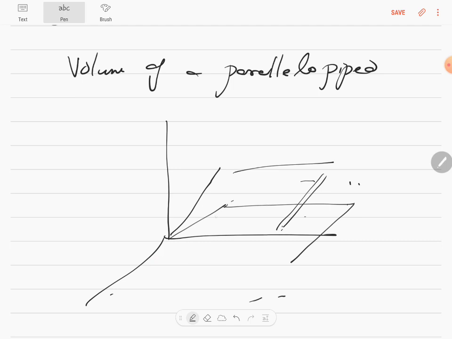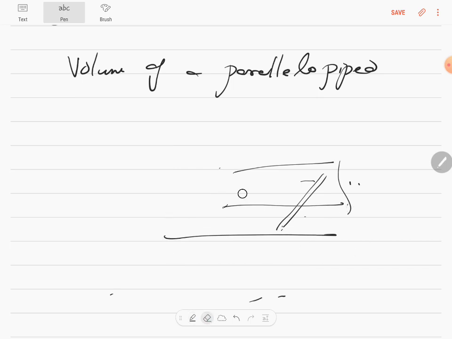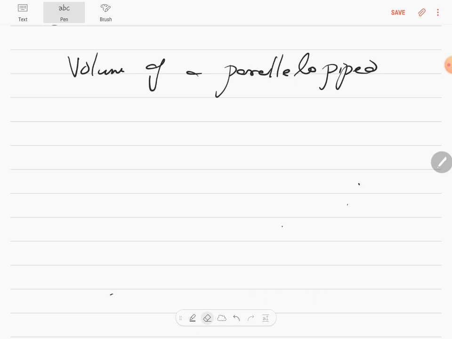Instead of drawing it parallel to the x-axis, you can draw it downwards. This one cannot be from here, no? This has to be here. Something like that is a parallelepiped, correct? Actually, I will do it like a cuboid only, so it's easier for me.